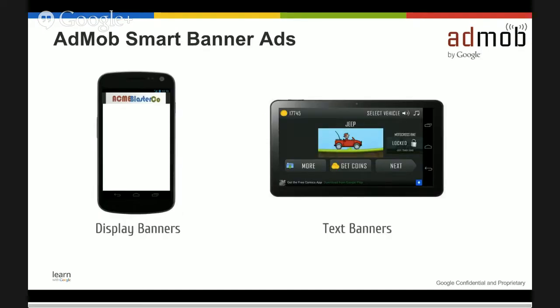Finally, smart banners. Now, these are a great way to really adapt to the fragmented screen widths of different devices. So what they'll do, and you'll see from the display banner or the text banner, they'll really just fit in with the width of the current device at that time. So if it's a display banner, we'll add some padding either side and center the image ad. Or if it's a text ad, we'll just stretch it out and show more textual content.